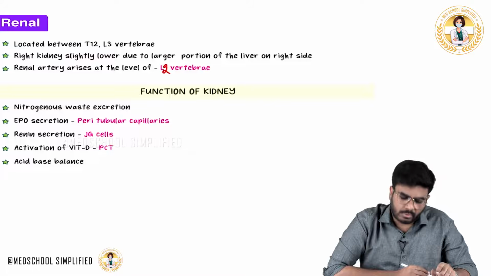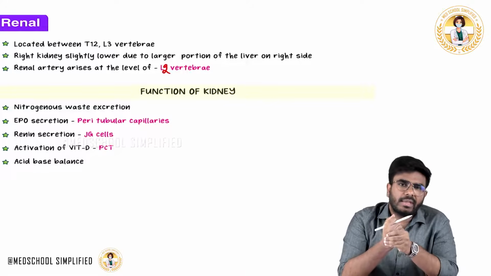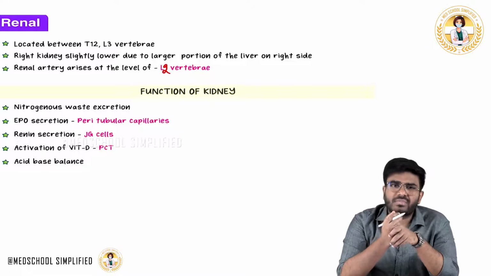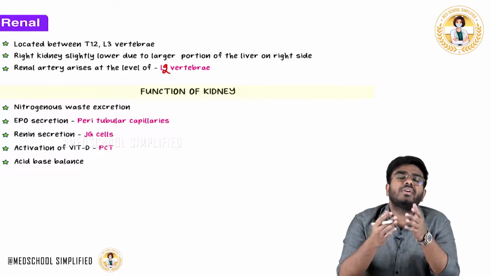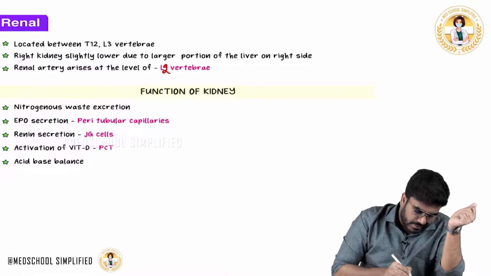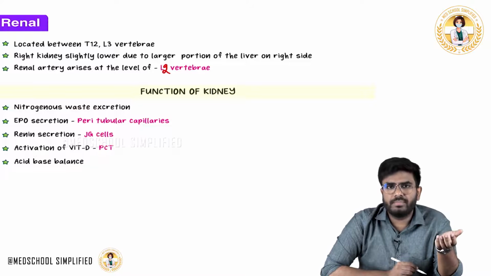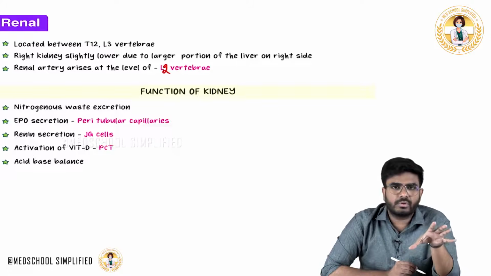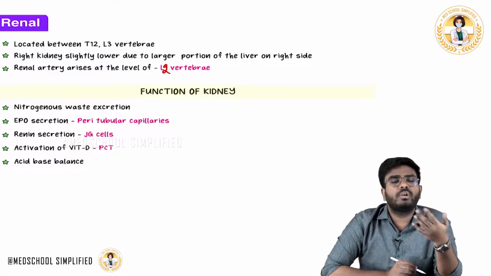Now, let's discuss the functions of the kidneys. Why do we need these kidneys? What are the important roles played by the kidneys in our body? First function, which every student knows: kidneys help in filtration of the blood, taking waste products out of the body. It's the excretion of nitrogenous waste products. The waste products produced in our body every day, like blood urea nitrogen as well as creatinine, should be going out in the urine.